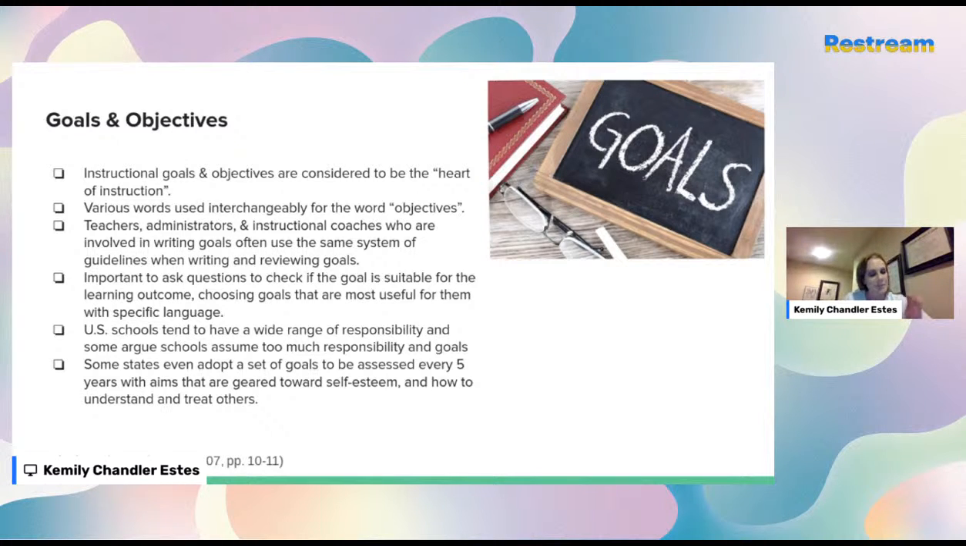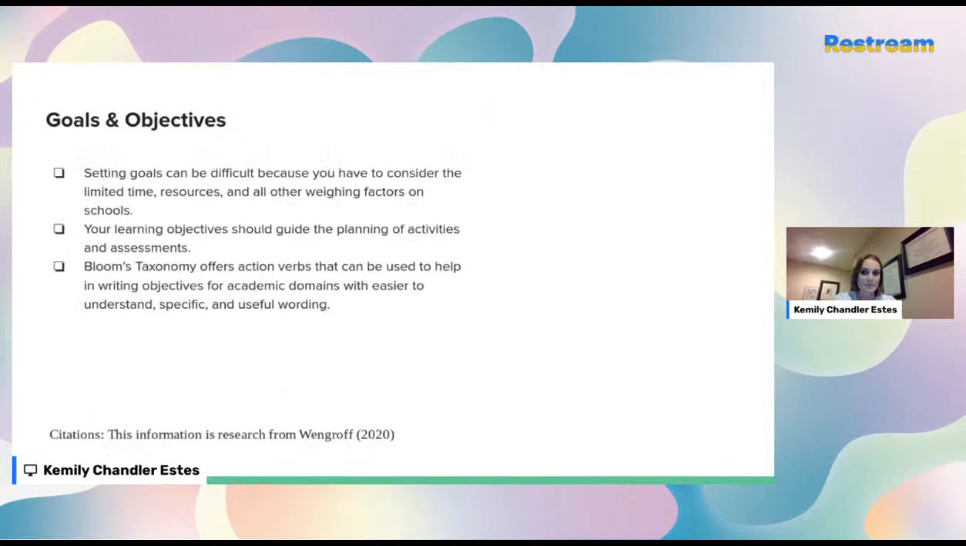I will not say my opinion there, but it is definitely something that some states have even adopted a set of goals that they reassess every 5 years, with different aims geared towards self-esteem, how to understand, and how to treat others. There were like 12 goals, I think, that the book mentioned that one state had for their students. Setting goals can be difficult because you have to consider the limited time, the resources, and all the other weighing factors that are on schools.